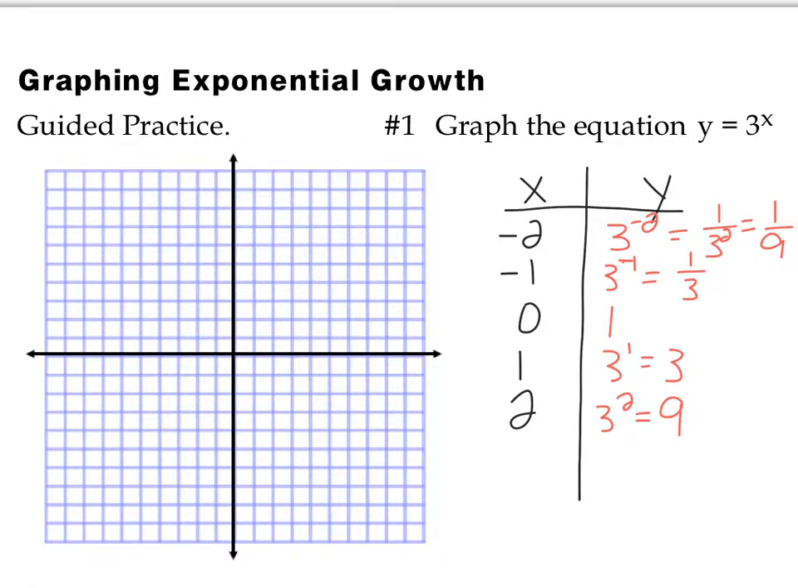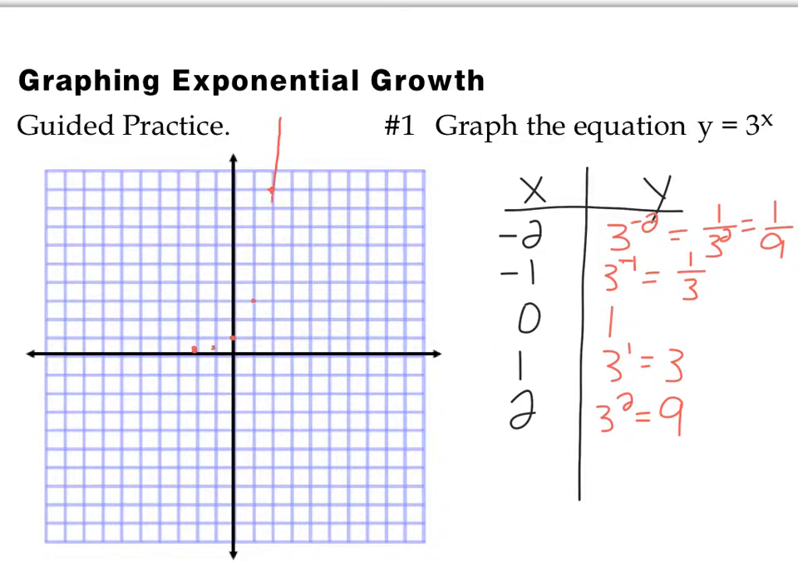And -2 and 1 over 9 is going to be really close to 0. -1 and 1/3, right there. 0, 1, right there. 1, 3, and then 2, 9. And now we could draw a graph through these points, and it's going to be a smooth curve.